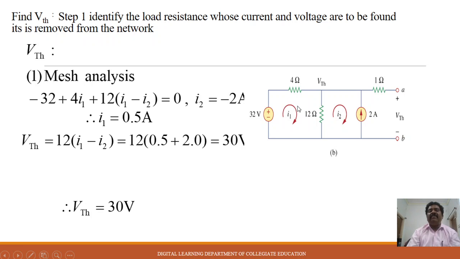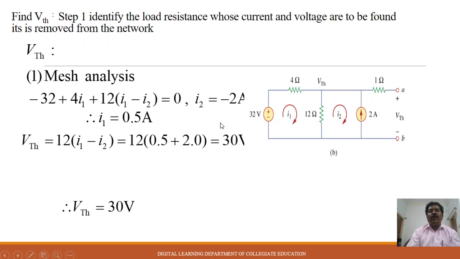So if I1 is 0.5 ampere, at the point of VTH, if we apply Ohm's law, the voltage drop across the 12 ohm resistor is 12 into (I1 minus I2), where I1 minus I2 is the current flowing at this point. That gives the voltage at this point, 12 times 2.5, which is equal to 30 volts. Therefore, VTH is equal to 30 volts. That is one method by which you can calculate the voltage across the 12 ohm resistor.